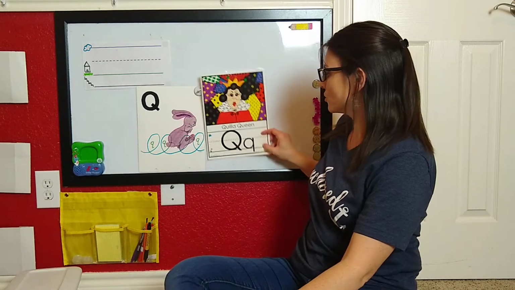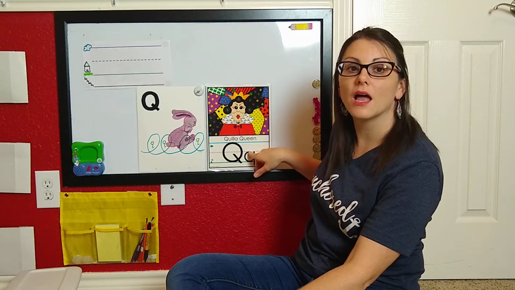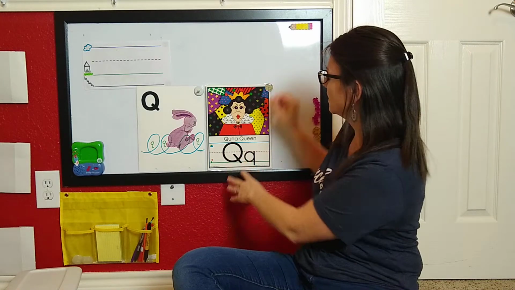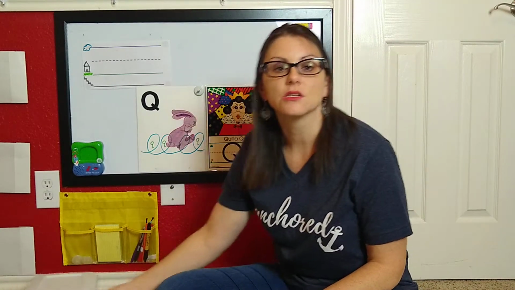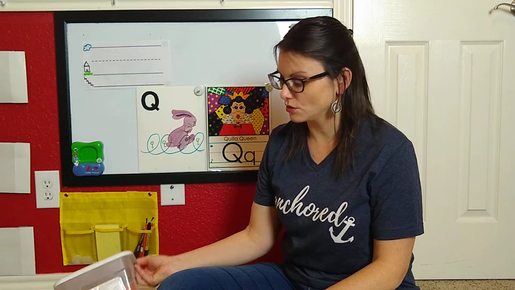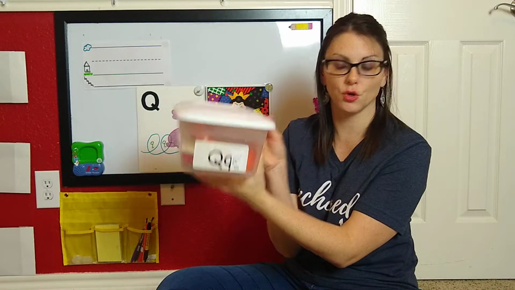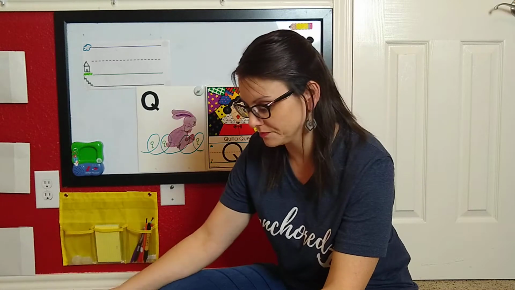This is our Frog Street friend. This is Quilla Queen. So she is a queen. Quack, quack, queen. All right. So let's get started. We're going to look in our Q bucket for today and see some things that we have that start with the letter Q.